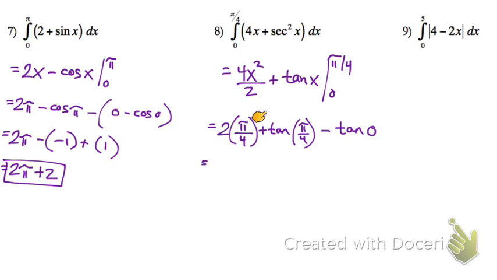So this is 2 times pi squared over 16, which simplifies to, the 2 and the 16 both have a factor of 2 they can take out. So this simplifies to 2 pi squared over 16, which will be pi squared over 8.